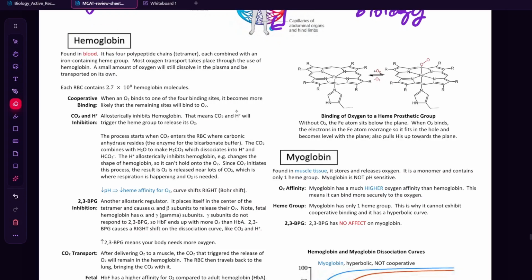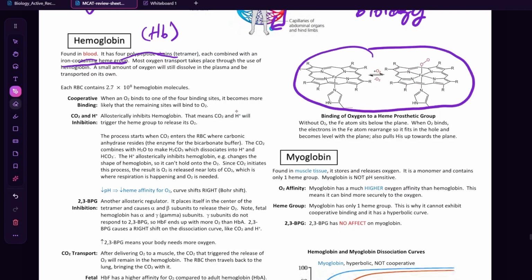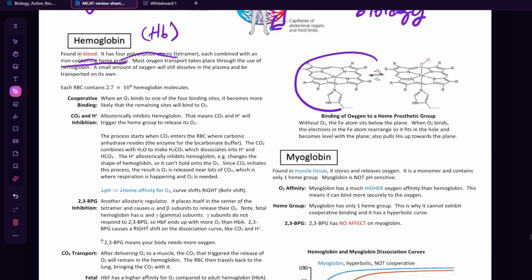Hemoglobin, in other words. So hemoglobin is just found in blood. Sometimes it's written as HB, I guess. And it has 4 polypeptide chains, each combined with an iron-containing heme group. So this is what it looks like over here. Not the whole thing, just one of them. So maybe I'll just circle that. Yeah, so here's iron, right?